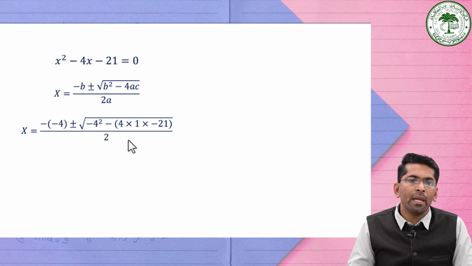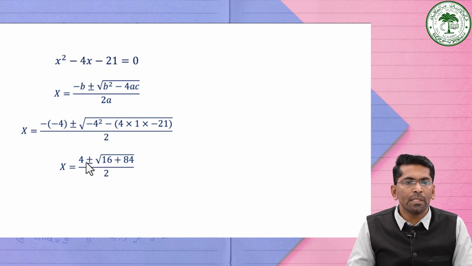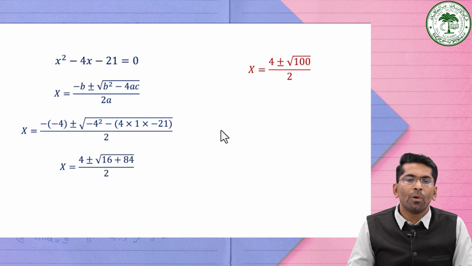Then we can simplify it. Minus of minus 4 is plus 4, plus or minus the square root of minus 4 squared, which is 16, plus 4 into 1 into minus 21, which is plus 84, all divided by 2. So we can simplify it again: 4 plus or minus the square root of 16 plus 84, which is the square root of 100, divided by 2.